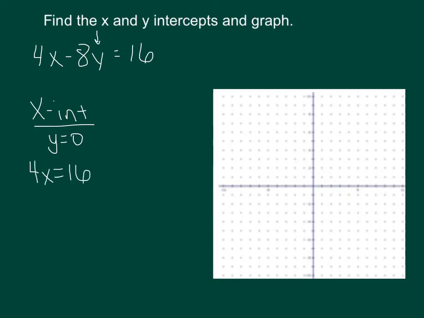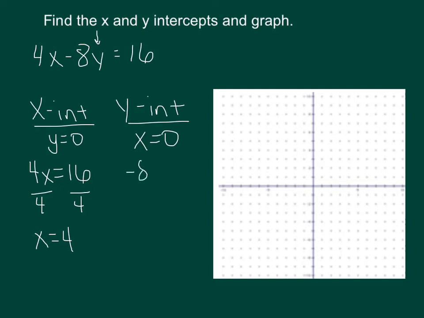So the negative 8y is gone because 0 times negative 8 is just 0. So you have 4x equals 16. Divide both sides by 4, and you get your x-intercept to be 4. Okay, for your y-intercept, when x equals 0, if you plug in 0 for x, you end up with negative 8y equals 16, so really the 4x is just gone. Okay, you divide by negative 8, and you get y equals negative 2.